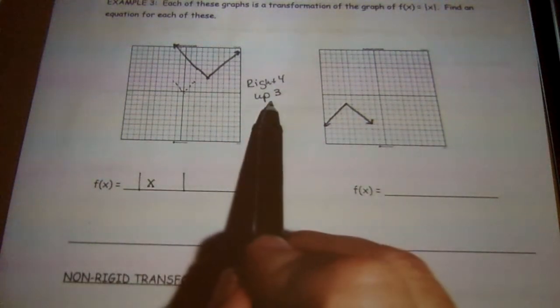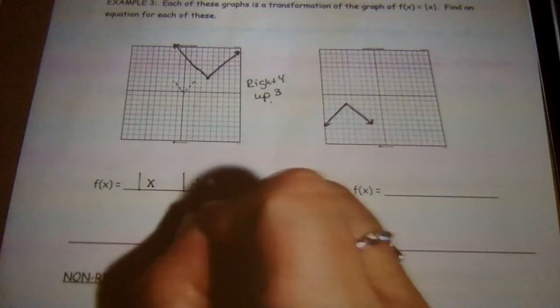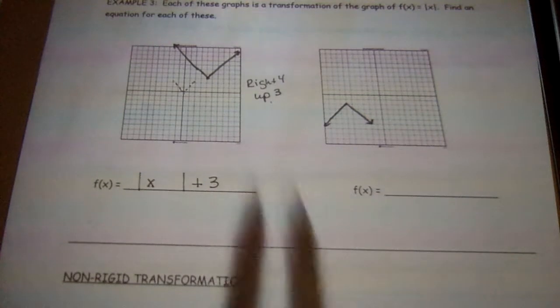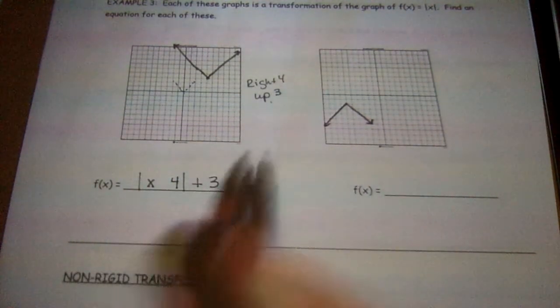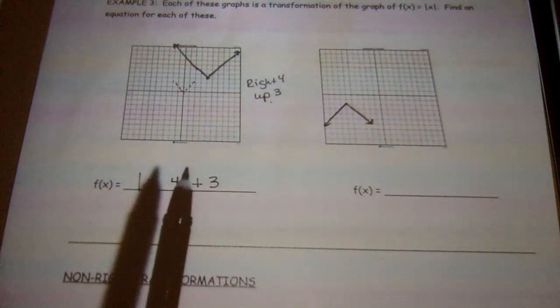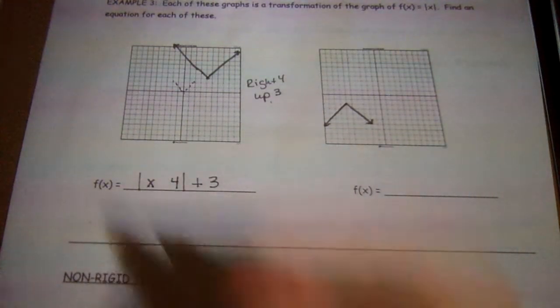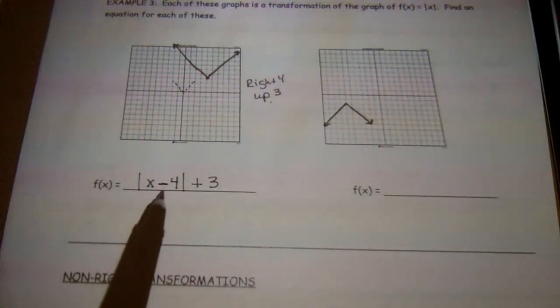Up 3, where does the 3 go? On the outside, it's up, so it's plus 3. Right 4, 4 goes on the inside. If I went right, what sign goes here? Subtraction. Okay? If it's inside, you always move the opposite of whatever sign's there.